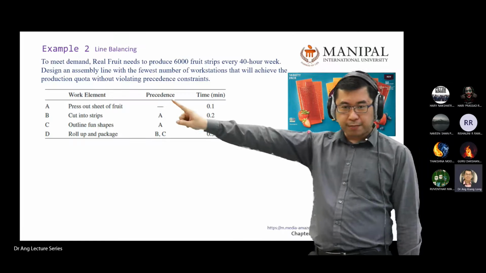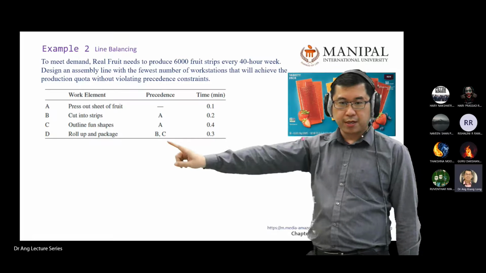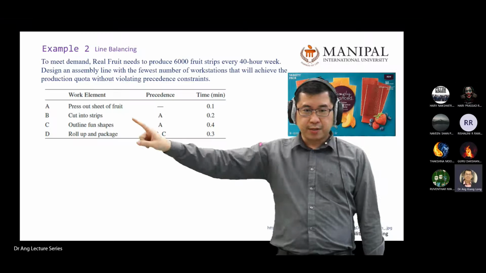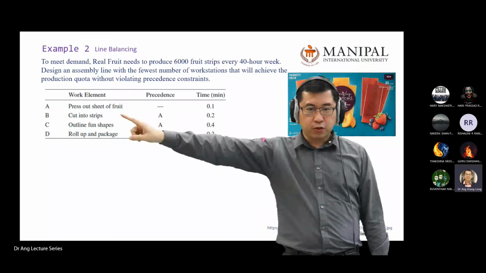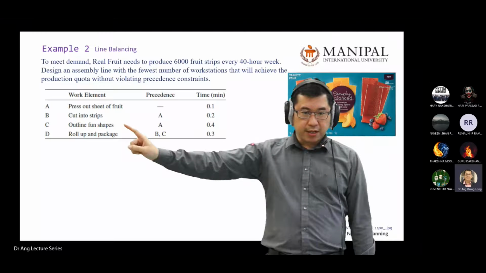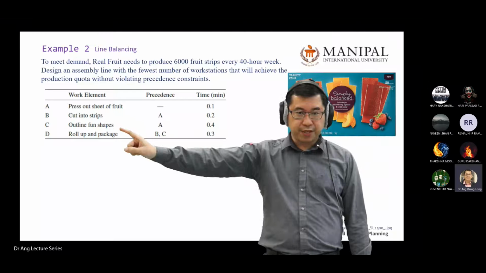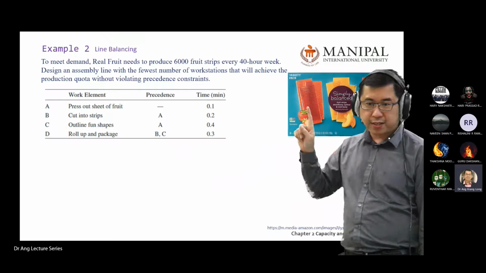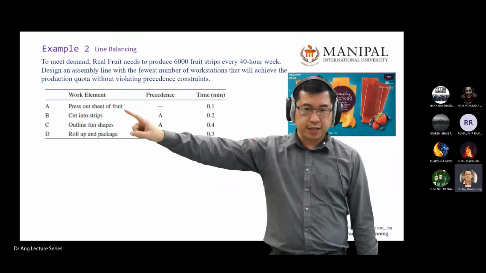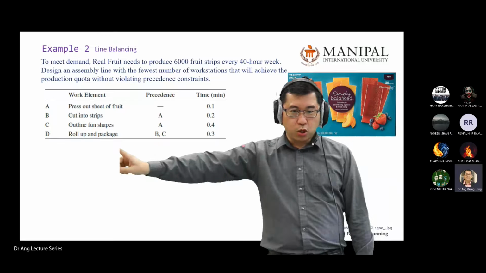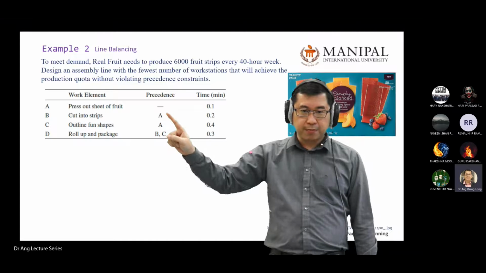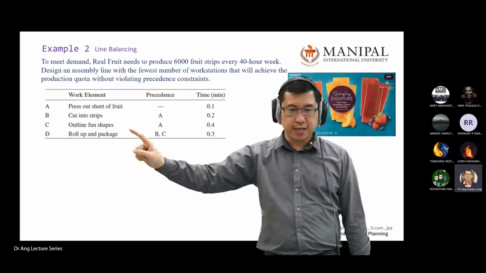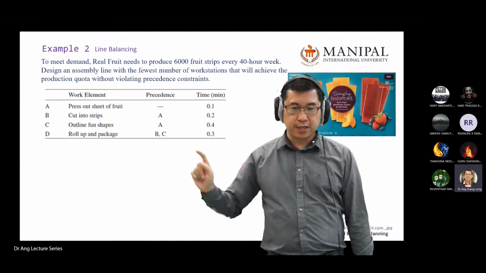So it gives you some requirement at this column here. For example, before you cut the strip, you need process A. You cannot jump. Before you cut the strip, you need to press the fruit first. Then for process C, outline fun shape, you need to get the flat strip here. You need process A. You cannot jump. Then roll packaging, you need to complete process B and process C. Before you come to the last one, you need to go through B and C.